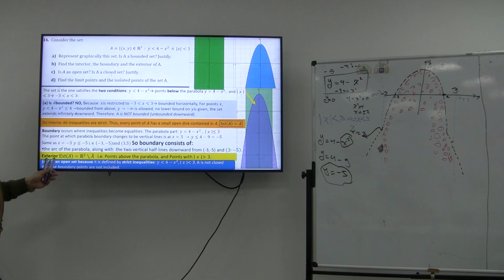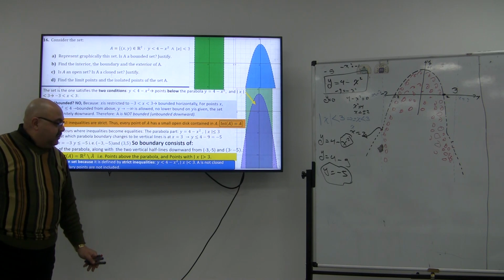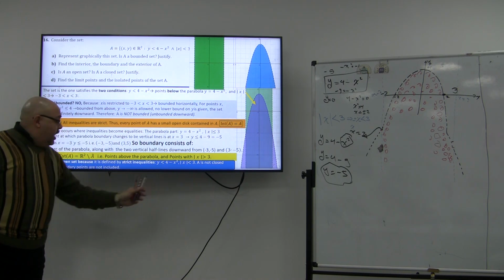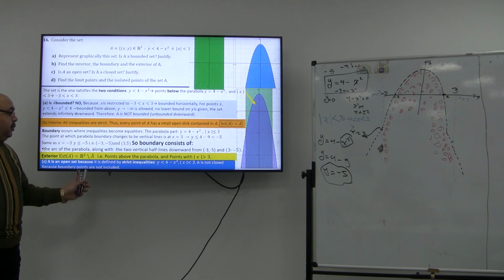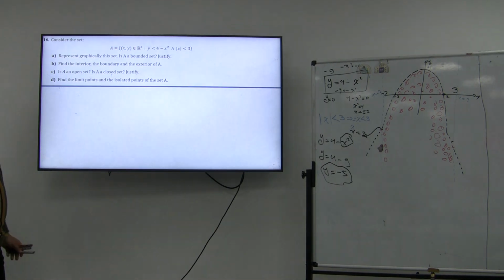Is A an open set? A is an open set because it is defined by strict inequalities, with the value of 4 minus x squared and less than 3, and A is not closed because boundary points are not included, so it's not a closed set.